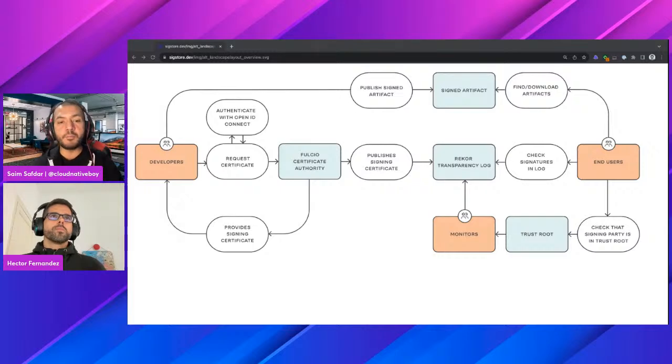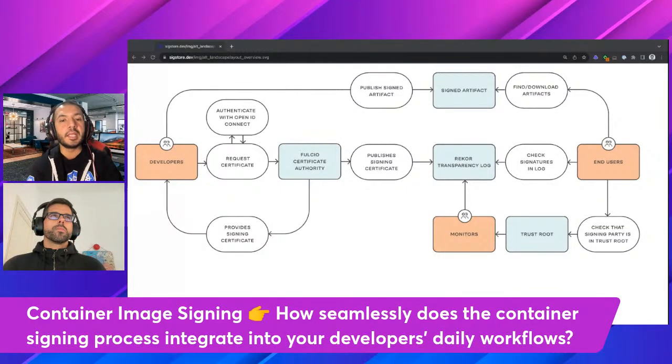And also, I think the most important question right now is how seamlessly the container signing process integrates into your developers' daily workflow. So that's basically Sigstore and OpenPubkey. Yeah. So nowadays I sign my artifacts, and of course I use Sigstore Cosign, right?